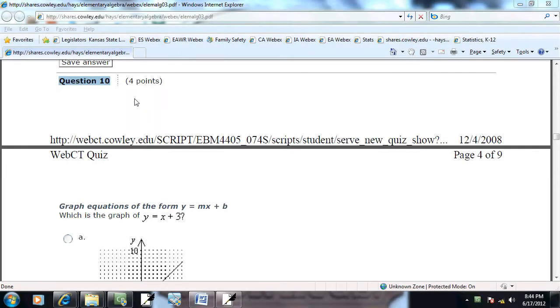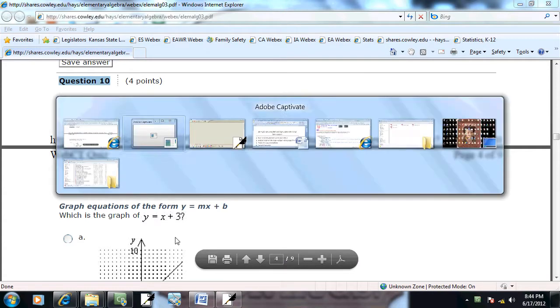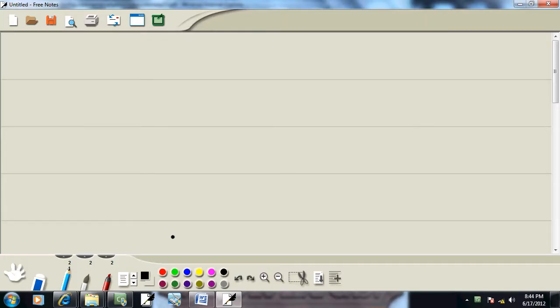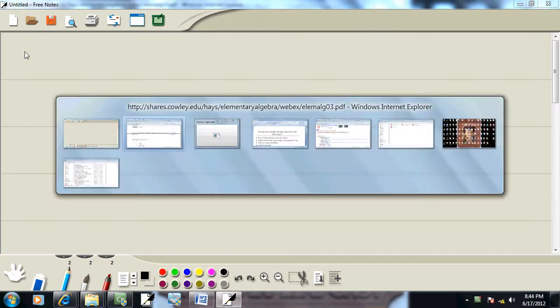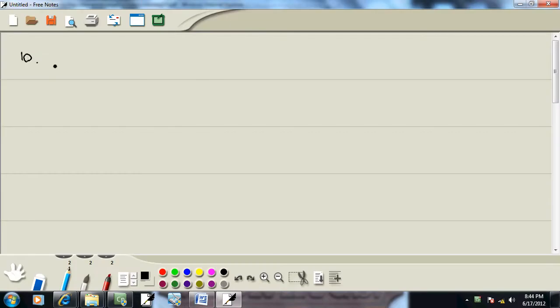Let's take a look at question number 10. It says, which is the graph of y is equal to x plus 3? So let's graph that. Y is equal to x plus 3.